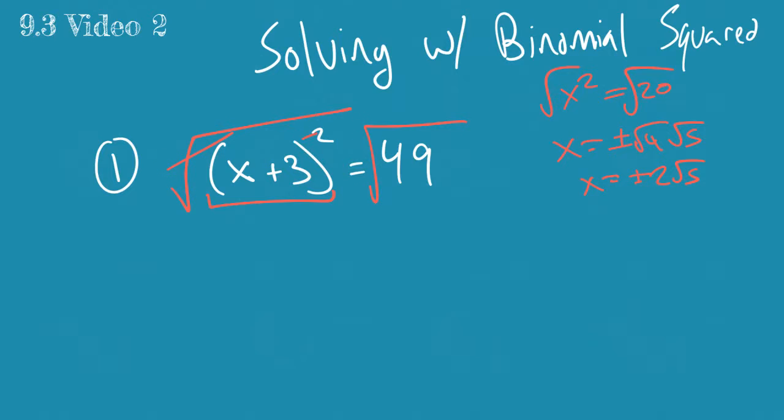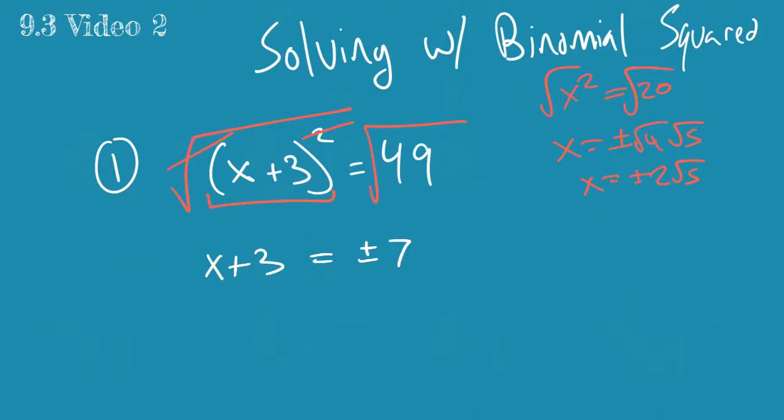And when I do that, the square root and the squared are going to cancel out. I don't need those parentheses anymore, so I get x plus 3 equals plus or minus 7. Here's where it's a little trickier, because I still don't have x alone yet. So I actually have to solve to get x alone. I have to subtract 3 from both sides.